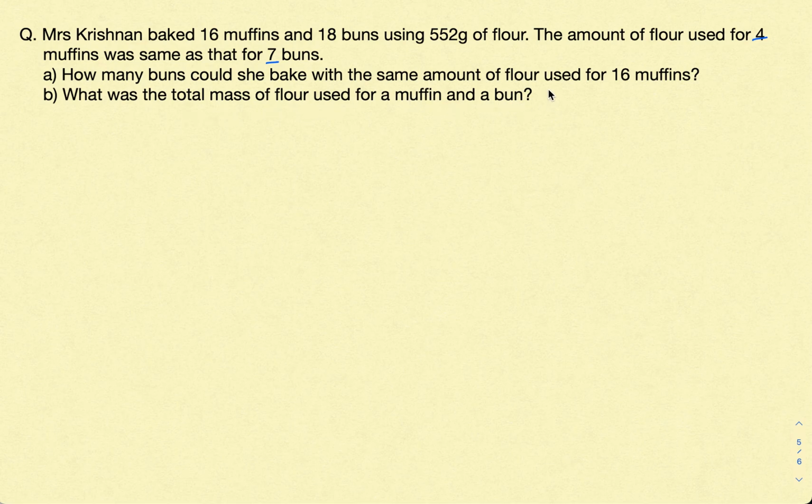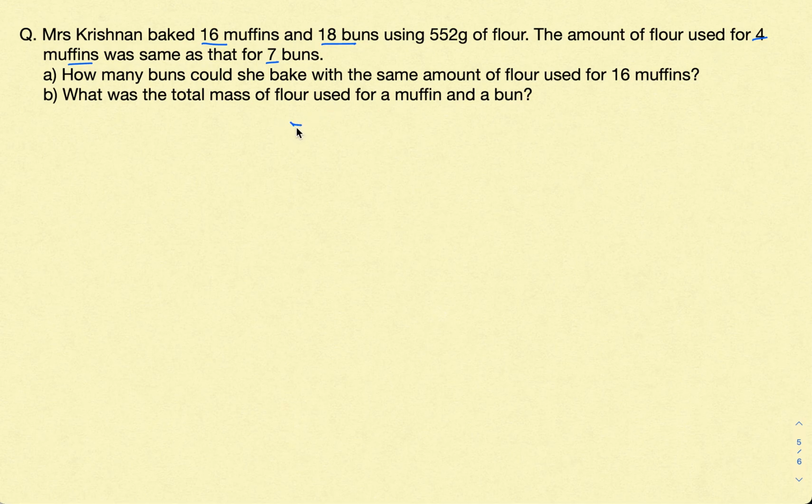So what we have here is that Mrs. Krishnan baked 16 muffins and 18 buns. And for that, she used 552 grams of flour. And we also know that the amount of flour used for 4 muffins was same as that for 7 buns, right? So I think this could be our starting point, because this tells us that amount of flour used for 4 muffins is same as that of 7 buns. So we can start from here.